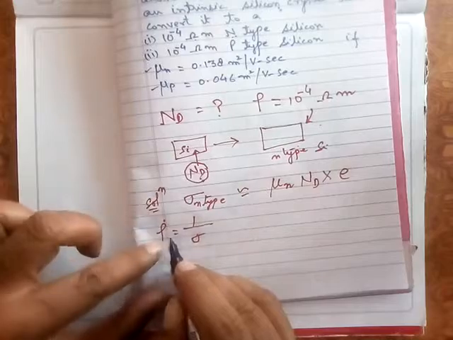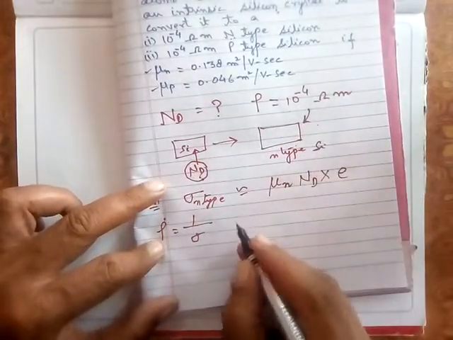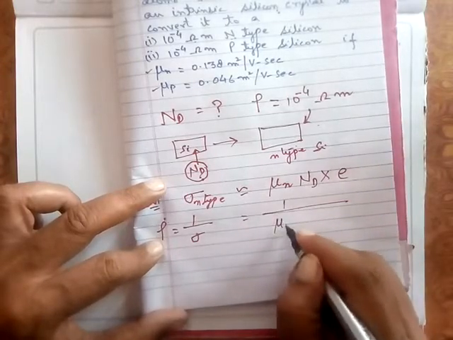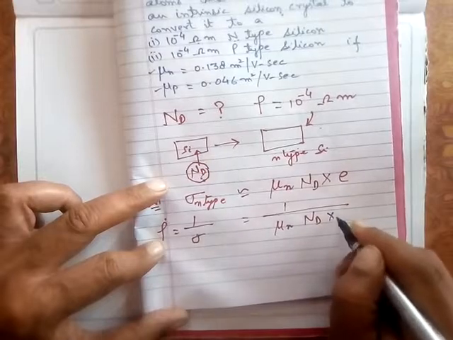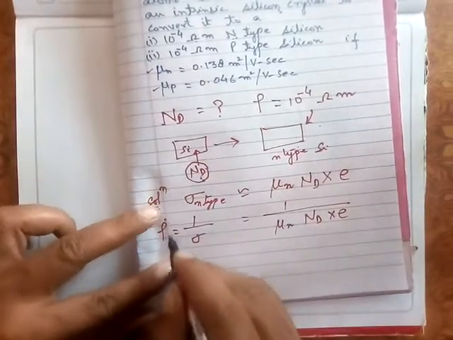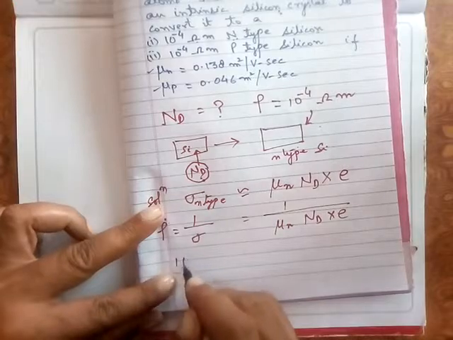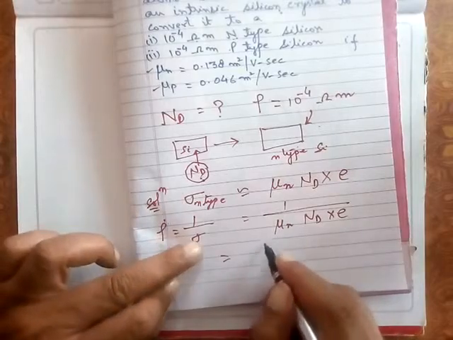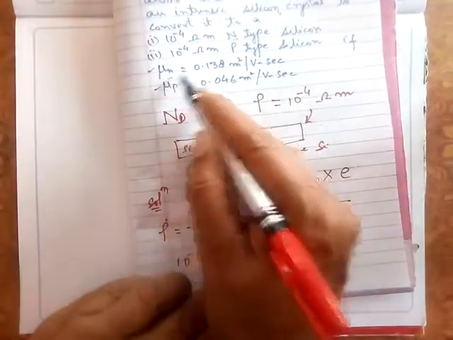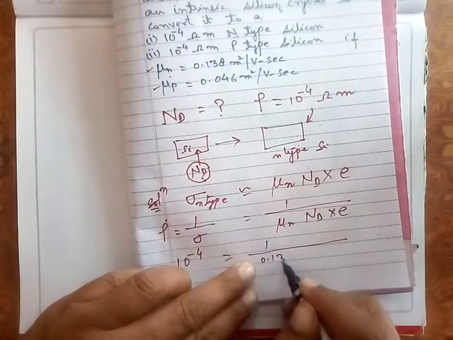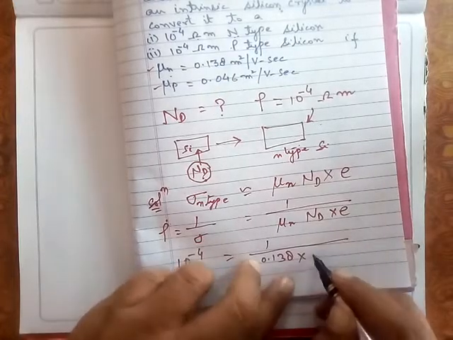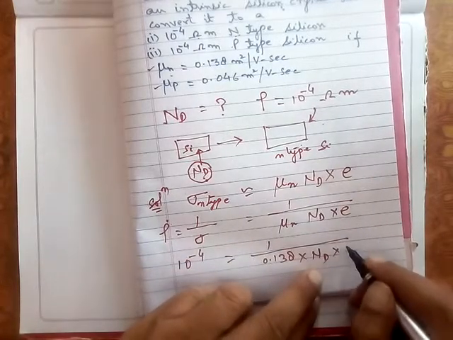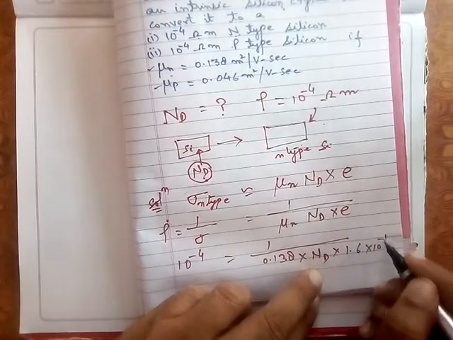So I can say that this resistivity, which is given to you as 10 to the power minus 4, will be equal to 1 upon this factor. This is equal to 1 upon mu n into Nd into E. So 10 to the power minus 4 is equal to 1 upon, what is mu n? From here mu n is 0.138, into Nd, which I have to calculate, and the value of E is 1.6 into 10 to the power minus 19 coulomb.